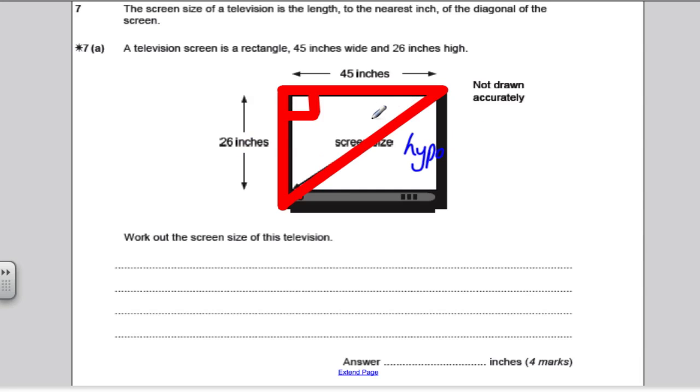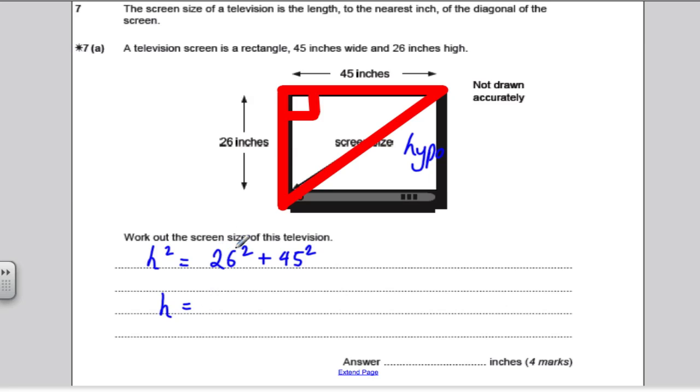So this is just an application of Pythagoras' theorem. Pythagoras' theorem tells us that the hypotenuse squared, I'm going to call that h squared, is equal to the squares of the other two sides added together. So 26 squared plus 45 squared. If we actually want to work out h, we then have to square root this answer.